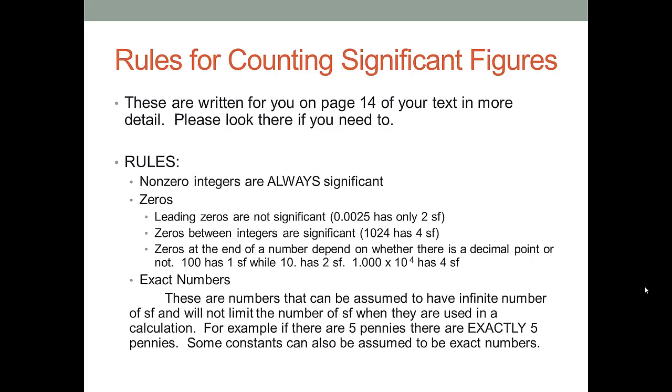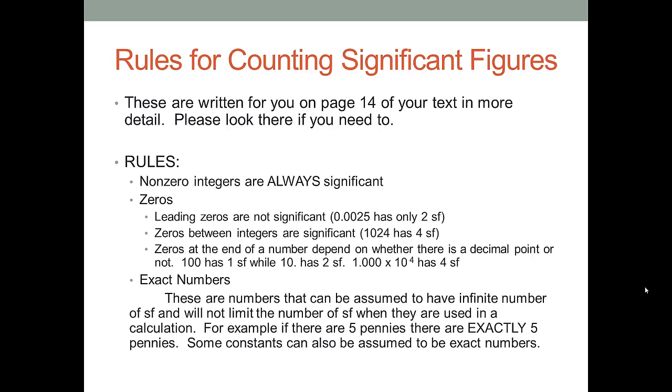For looking at just a number that you're given and figuring out how many significant figures there are, there are rules. These rules are written out for you on page 14 of your text if you want more detail, but here's just the summary of them. So non-zero integers are always significant, so any number 1 through 9. For zeros, any leading zeros are not significant, so that number there, the 0.0025, only has 2 sig figs. Those 3 zeros at the front are just placeholders and have no meaning. Zeros between integers are significant, so any 0 in between 2 numbers would always count.